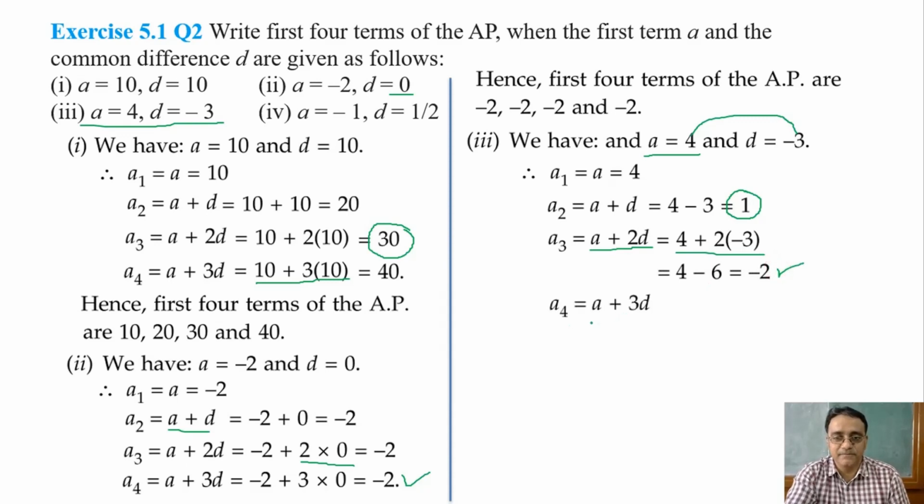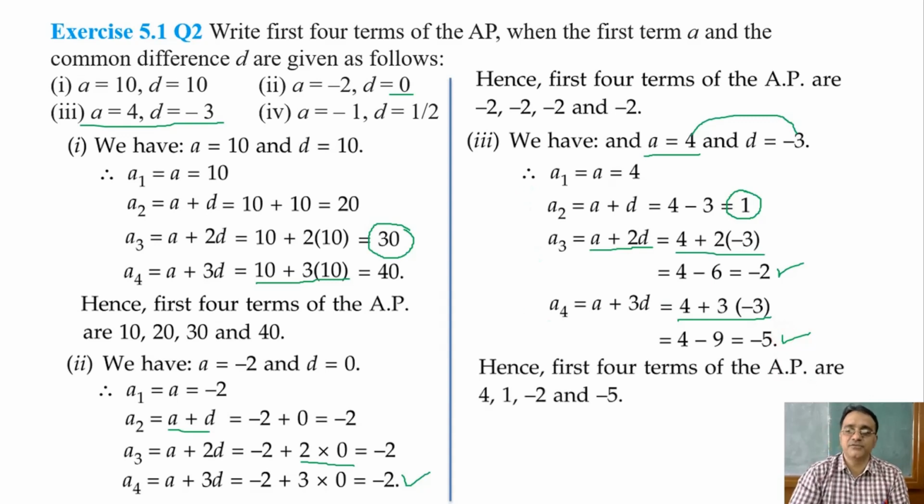Next A4, A plus 3D or A3 plus D. So 4 plus 3 into minus 3. 4 minus 9. Minus 5, right. So we got all the 4 terms. Hence first 4 terms of the AP are 4, 1, minus 2 and minus 5. So only one bit is left, that is, I'm not going to solve every question, only few bits I took.